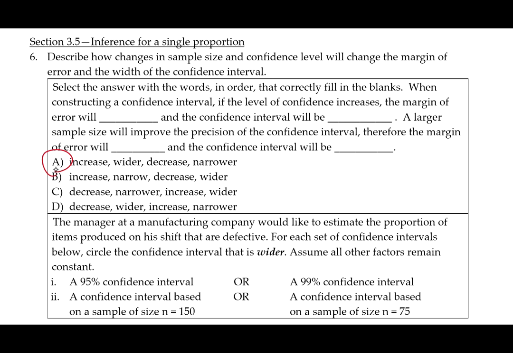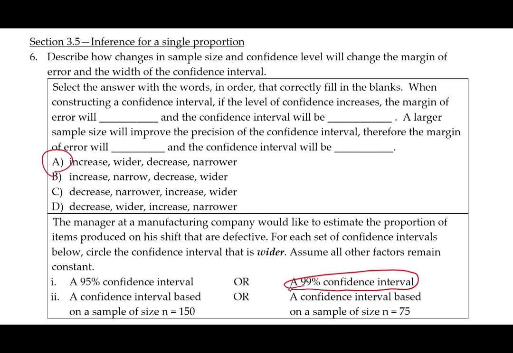Next example, the manager at a manufacturing company would like to estimate the proportion of items produced on his shift that are defective. For each set of confidence intervals below, circle the confidence interval that is wider. Assume all other factors remain constant. So a 95% confidence interval or a 99% confidence interval. As we just stated, a higher confidence level means that we need to include more likely values in order to be confident of capturing the parameter. So the 99% confidence interval is wider than the 95% confidence interval.